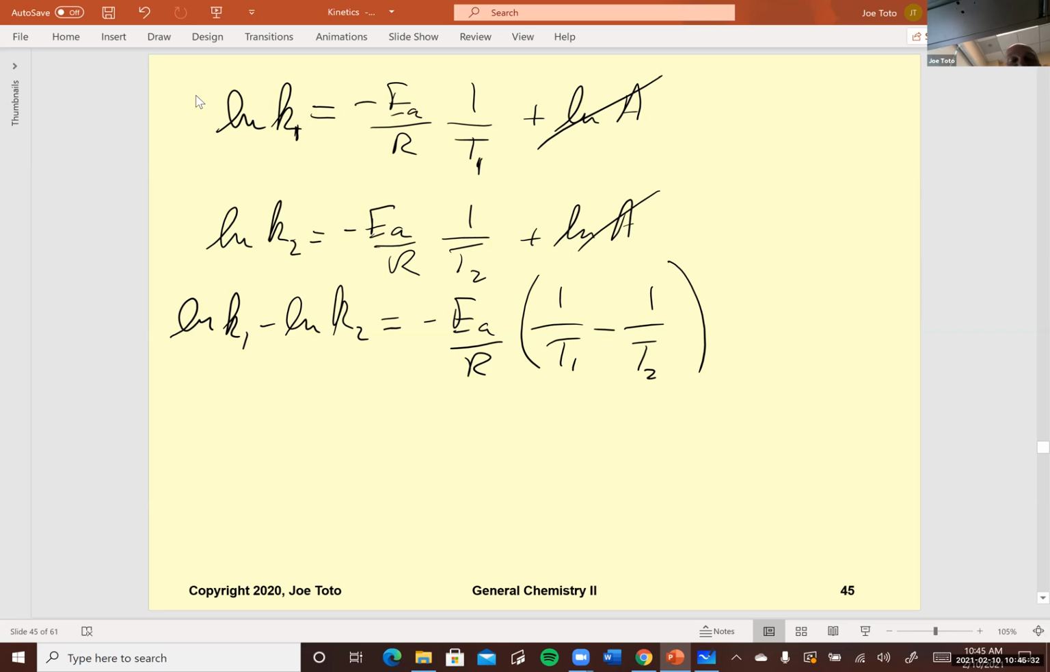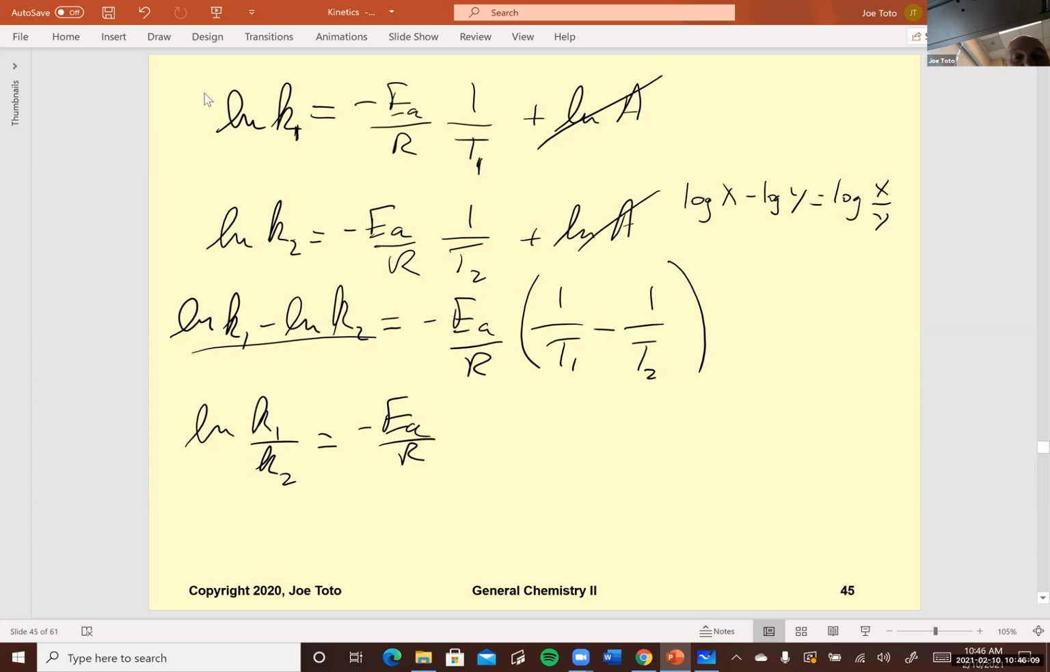Well, you can go, yeah, okay. Don't you need K2 minus K1? Yeah, that's right. That's what this is. And then I can use the law of logs that says over here, and it could be ln or log. I'll use log of x minus log of y. That equals log of x over y. That's just a law of logs. And so I can collapse the term over here as K1 over K2. And there's your Arrhenius 2-point equation.